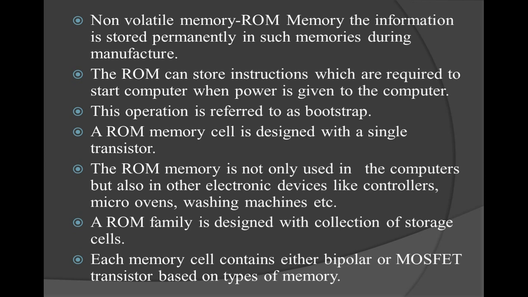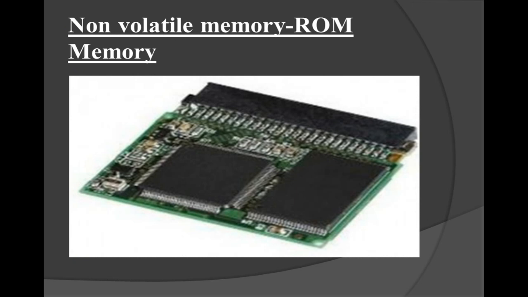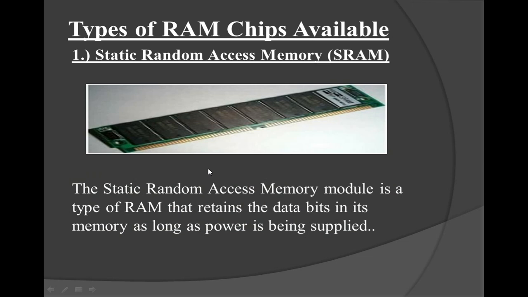A ROM memory is a family designed with a collection of storage cells, similar to the volatile memory. Each memory cell contains either a bipolar or a MOSFET transistor, based on the type of memory. Here you can see an example of non-volatile memory, where small chips are introduced. This is memory where once the data is stored, it cannot be rewritten again and is stored permanently.